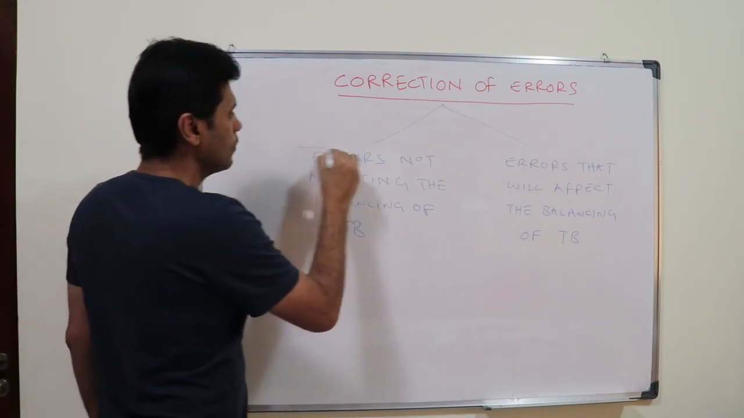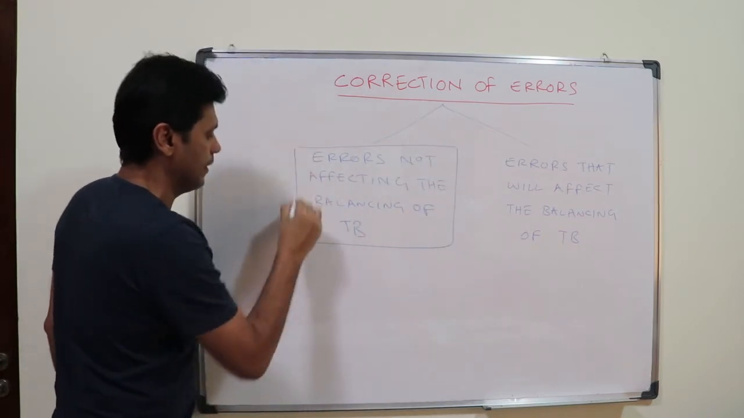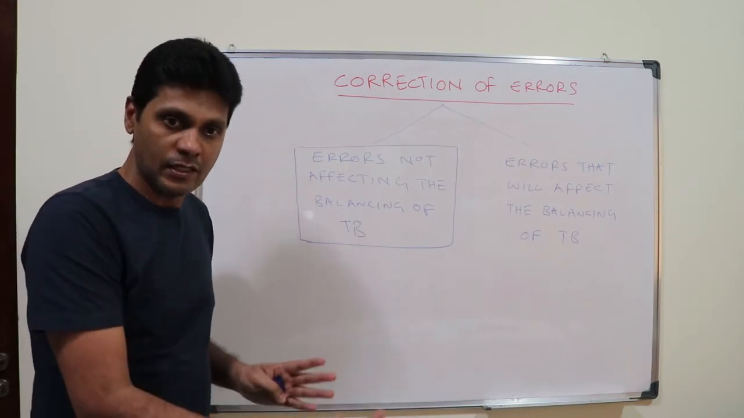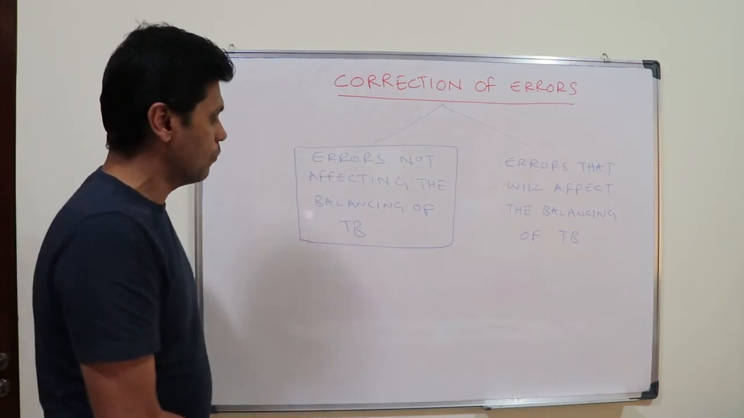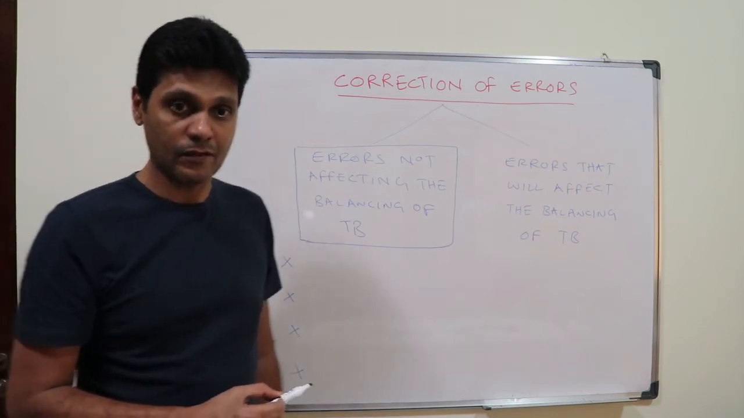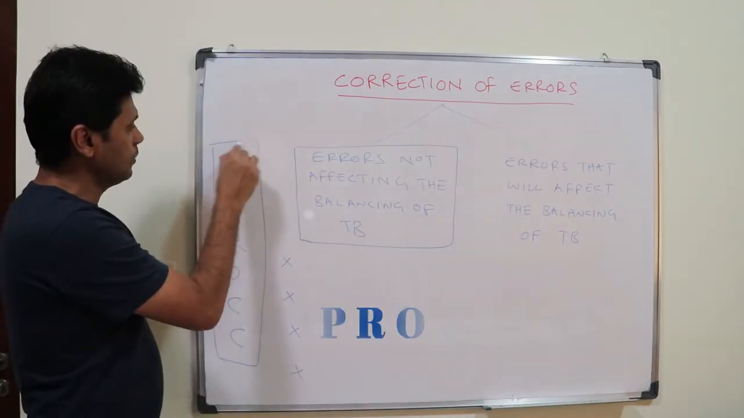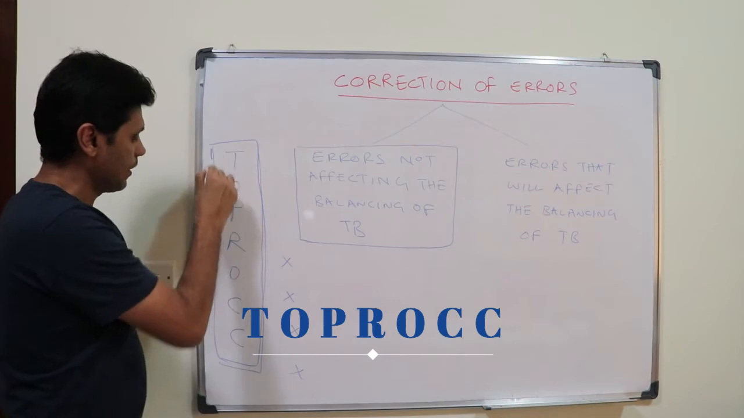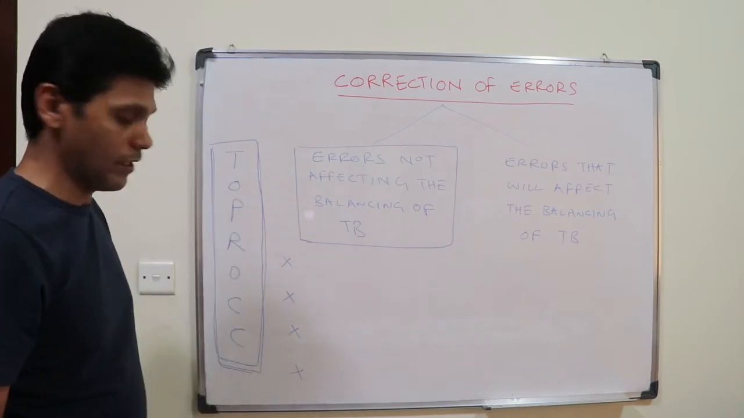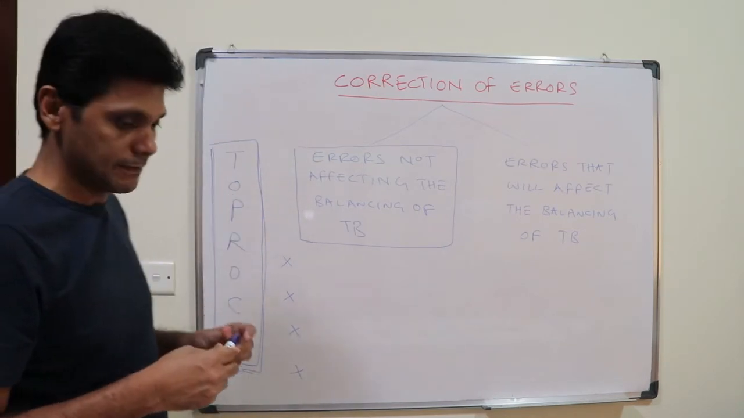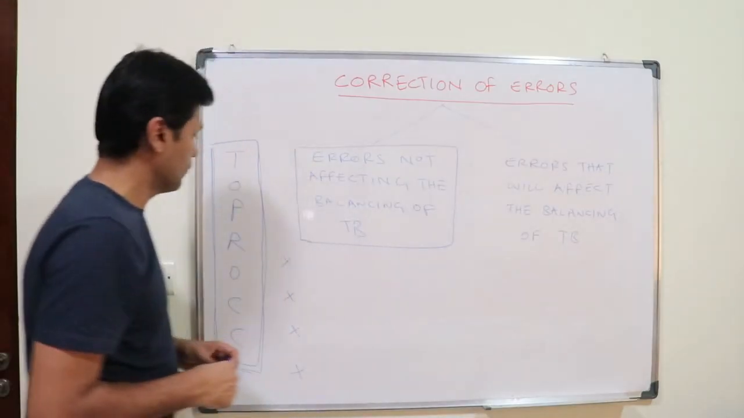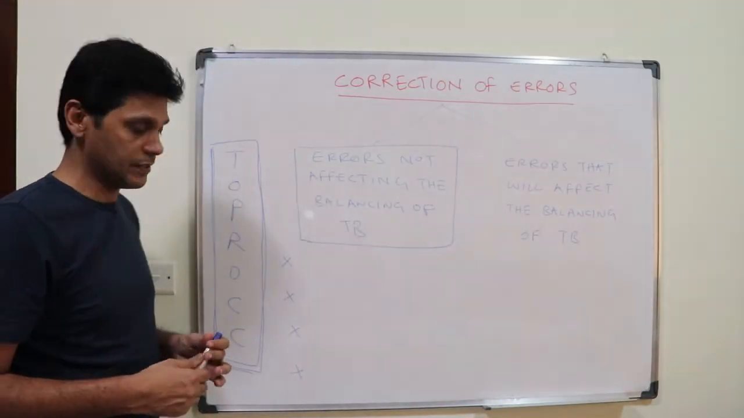When you take these particular errors, when you prepare the trial balance it will balance, but you will not identify those errors. So what are those errors? There are 7 types of errors that we will study. This is a shortened form where you can remember the errors not affecting the balancing of trial balance. So what is the first one? The first one is errors of transposition.